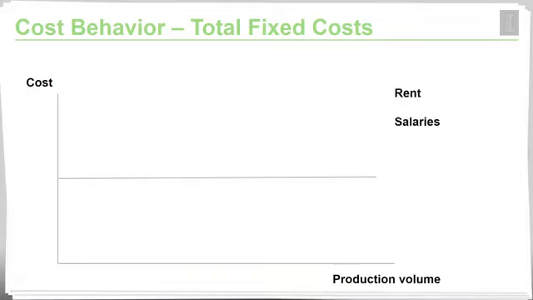Examples of fixed costs would be things like rent for the factory or facility that I have, or perhaps salaries for managers that get paid not on an hourly basis or per unit basis, but just over a month or a year. These costs are fixed with respect to production volume in this example, meaning that they don't fluctuate with the volume. Very different than variable costs.